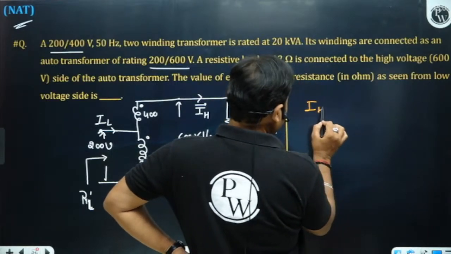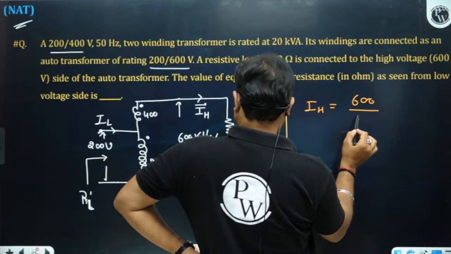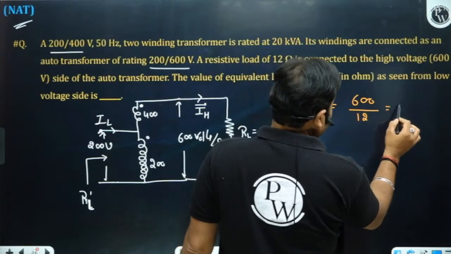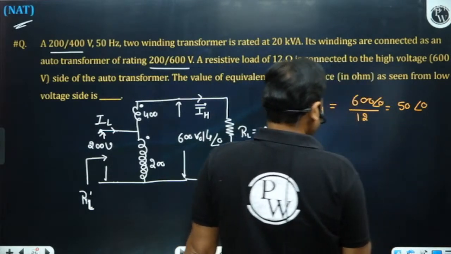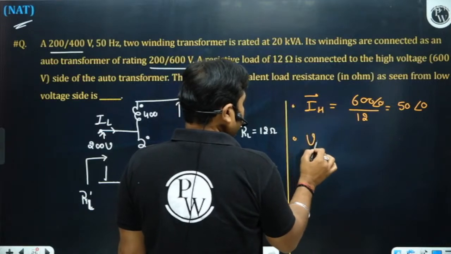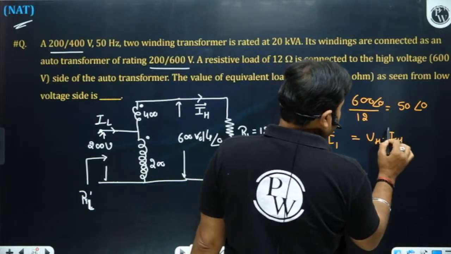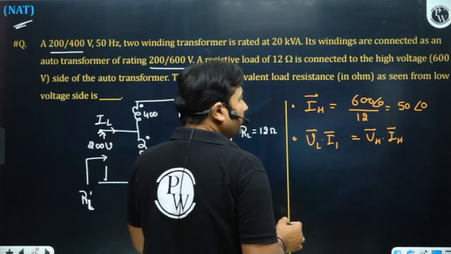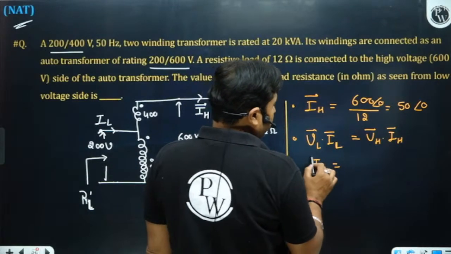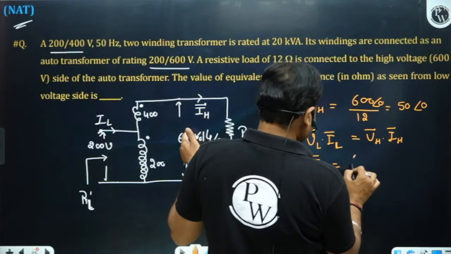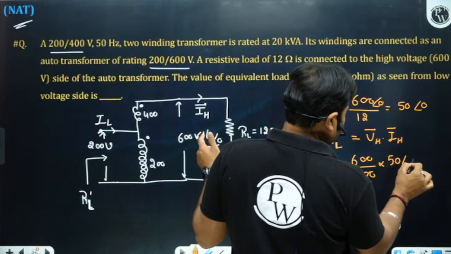So what is your IH? If we talk about IH, this will become 600 by RL 12, so 50. Of course, if you consider an angle, then it is 50 at an angle 0 because of the resistive load. And VLIL on the input side is equal to VHIH on the output side, because it's an ideal transformer. Nothing practical is given. So IL, the LV side current, will become VH is 600, this is 200, into 50 at an angle 0.